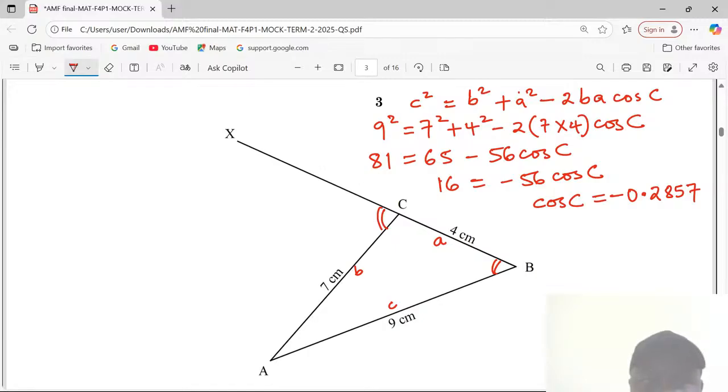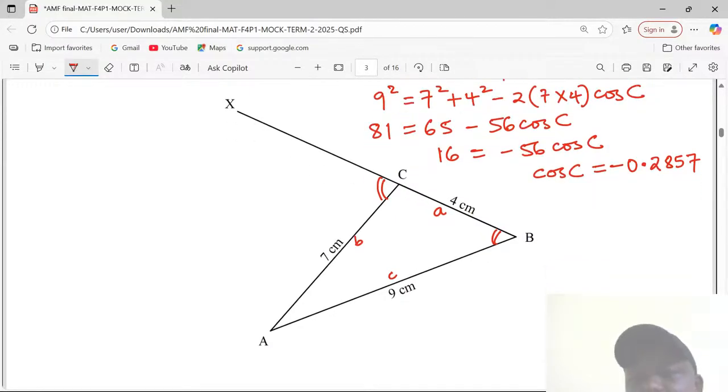Let's look at this. We are having an angle which is having a negative cosine. This is to mean that the angle is not acute first. This angle is not in the first quadrant. It's not an acute angle. It is in the second quadrant. Therefore, we need to get the cosine inverse of this value.